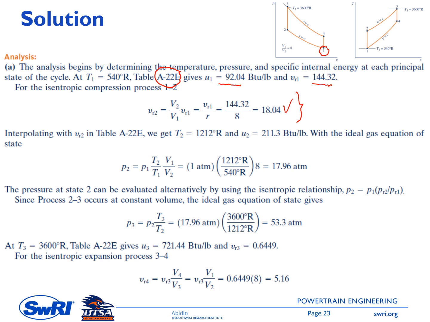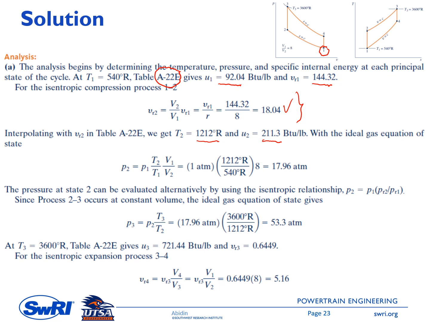Then go back again to table A22E and locate the VR of 18.04. This number won't be the same as the one listed in the table, so very probably you need to do interpolation. You have 18.04 and find the two listed VR values that bracket it. By doing the interpolation, you will get T2 of 1212 degree Rankine and U2 of 211.3 BTU per pound.